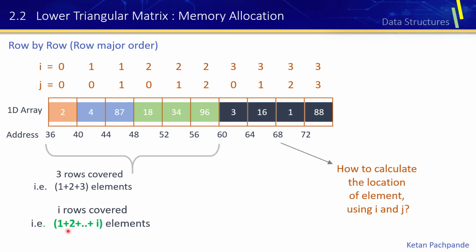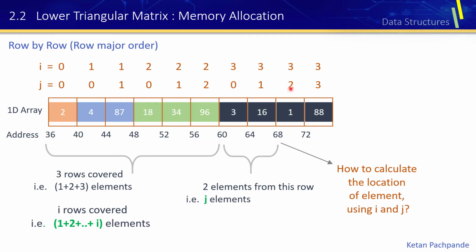Now, with the help of this 1 plus 2 plus 3 plus i, we calculate the number of elements present before this particular row. Now we want to calculate in this row. This means if I'm calculating the location for 3 comma 2 in this particular row, what is its location? Means before that, how many elements have been covered? So here I can see two elements have been covered so far, and after that the third element is what we are interested in. So it is clearly given by the j.